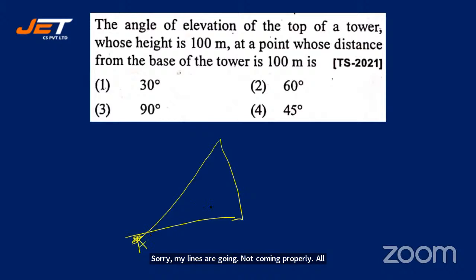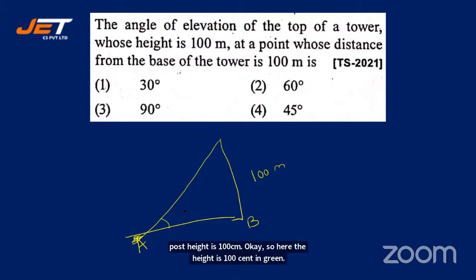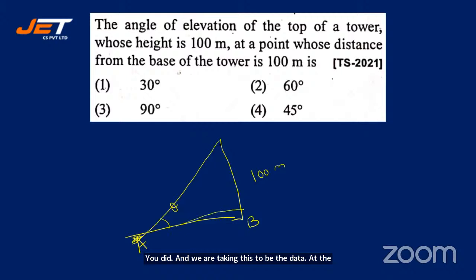All right. So this is A. We are assuming this as A and this is B. He says the angle of elevation of the top of a tower whose height is 100. So here the height is 100, and we are taking this angle to be theta at a point whose distance from the base of the tower. So this is the base and this is the tower. So even this he says is to be 100. Now you need to find out the value of theta. So what is theta?